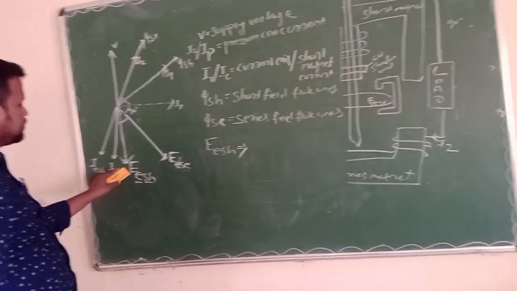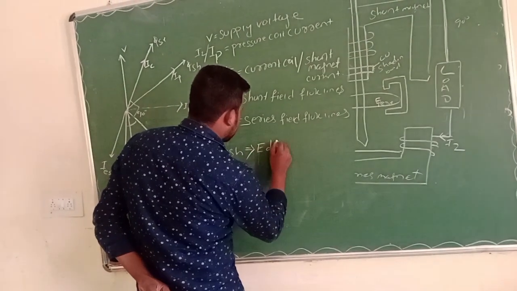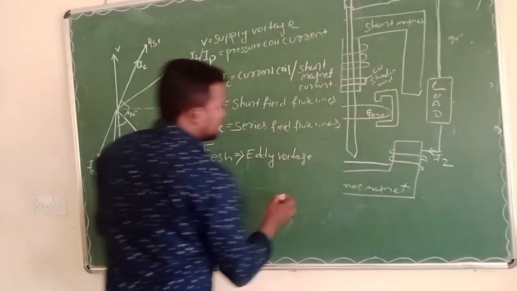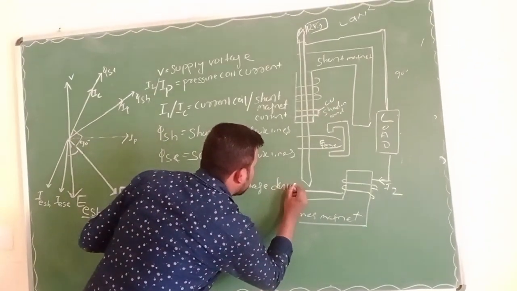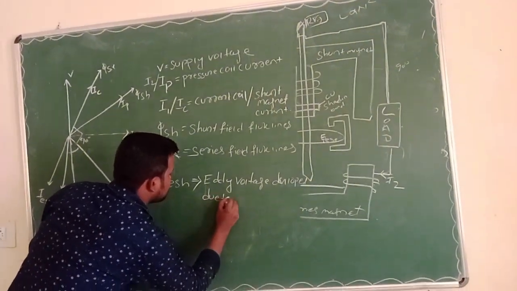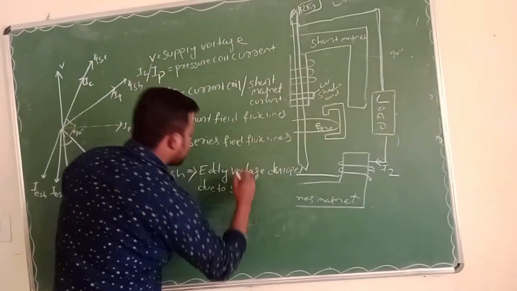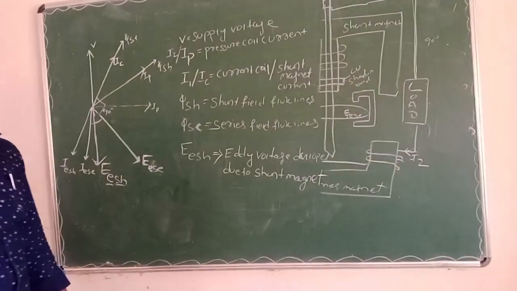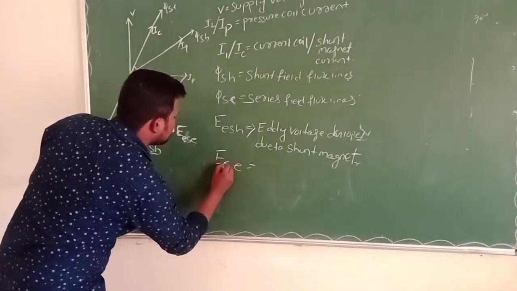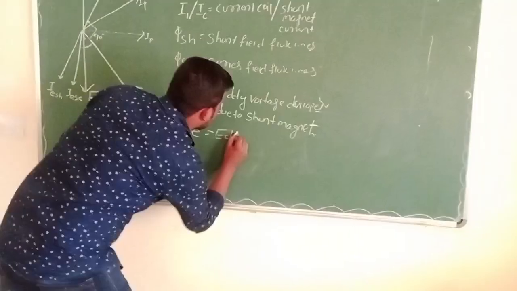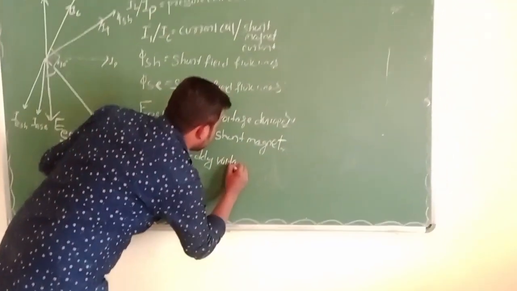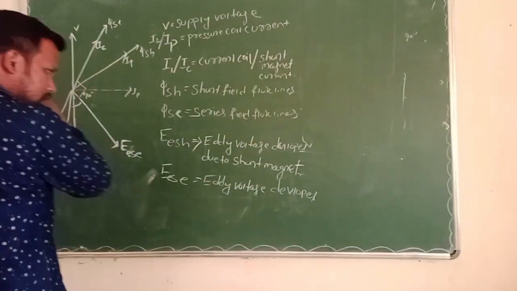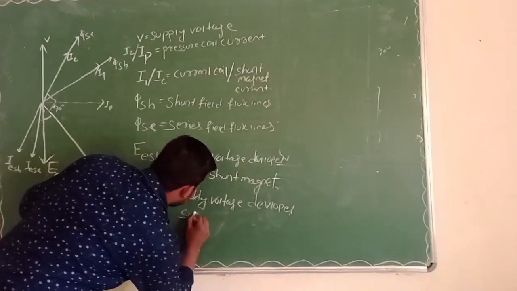And here ESH should be the eddy voltage developed due to the shunt magnet. ESC is also known as the eddy voltage developed due to the series magnet.